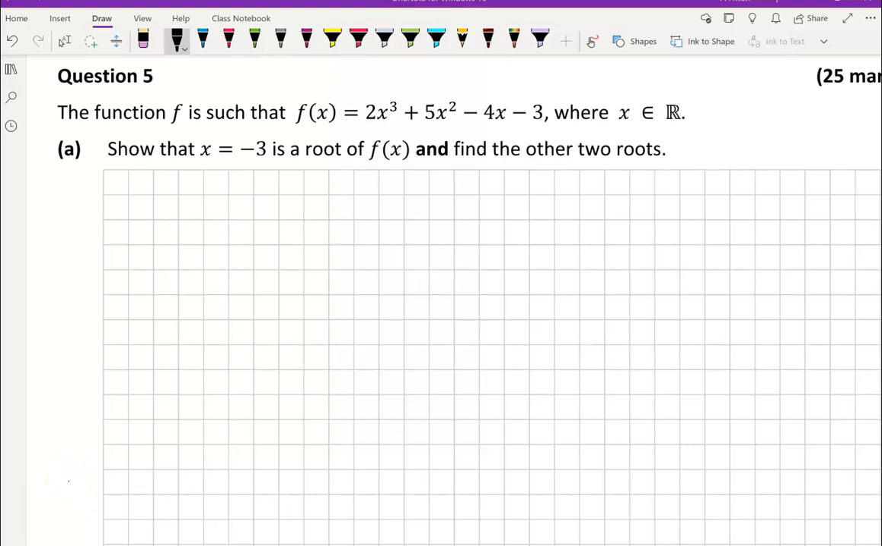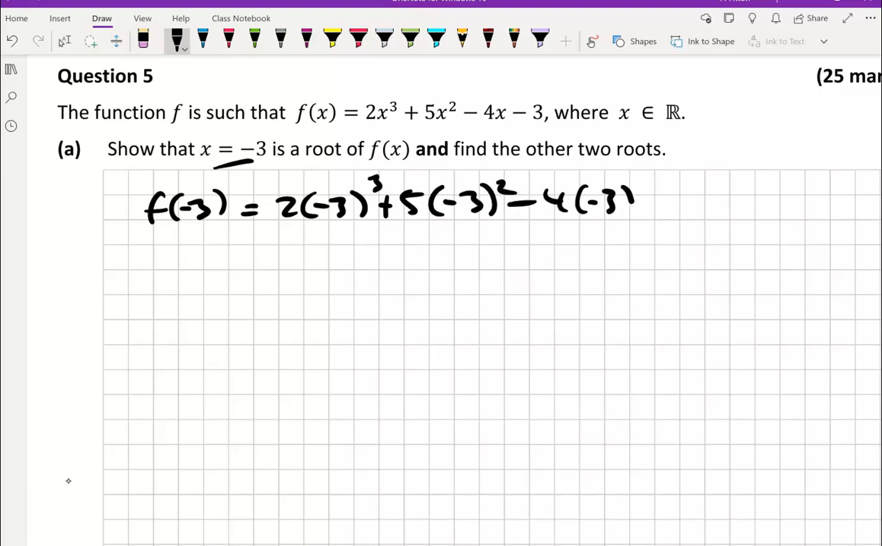Function f such that f of x equals 2x cubed plus 5x squared minus 4x minus 3, where x is an element of real numbers, show that x = -3 is a root. To show that something is a root, you sub it in. So we sub that in for x, and if it's a root, it should be equal to 0. So f of minus 3, click, click, click in the calculator, we get 0, hence it is a root.